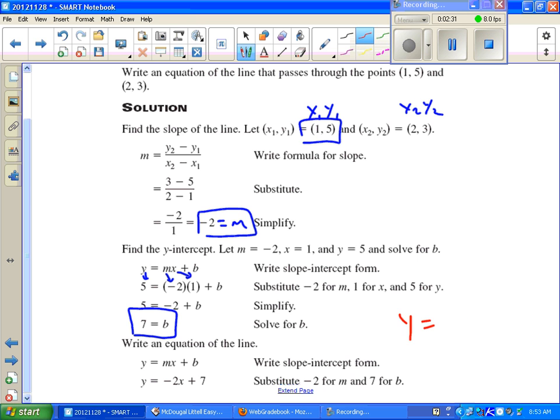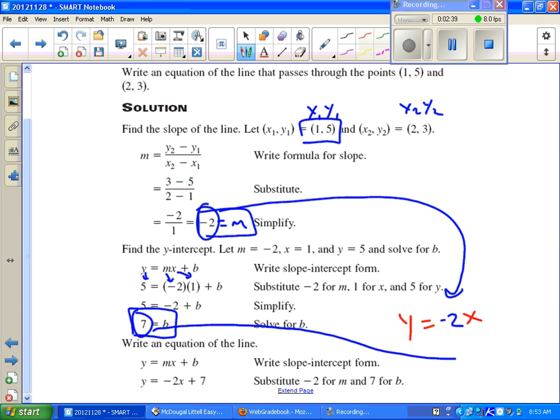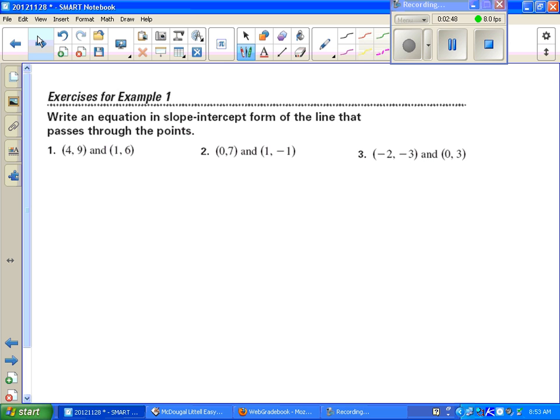Y equals, leave a little space, and then x. Take your m value, which we found is negative 2, and plug it in right there. And then take your b value, which we just got as positive 7, and plug it in right there, plus 7. So your new equation is y equals negative 2x plus 7. These were the few you were responsible for last night.